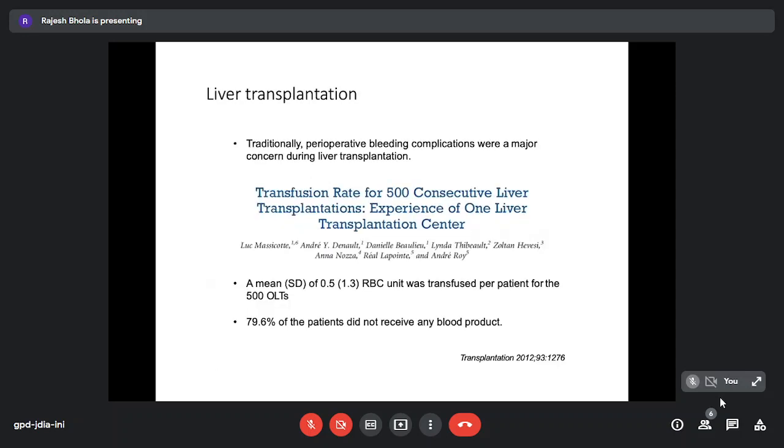So what actually happens in liver transplant as far as transfusion practice is concerned? Traditionally, we were looking into perioperative bleeding complications, where a major concern was liver transplant. And it has been observed in 500 consecutive liver transplants that a mean of 0.5 to 1.3 RBC units are transfused per patient for 500 orthotopic liver transplants that have been performed. And 79.6% of the patients did not receive any blood products.